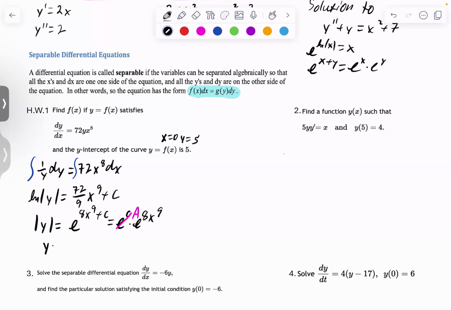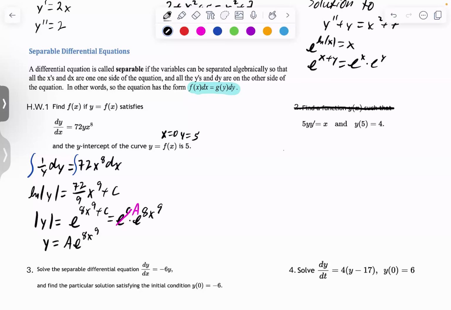And we don't know if a is positive or negative. So what I'm going to do is just write it as an equation, and I'm going to plug in my initial condition. By the way, I'm not going to be doing problem 2 here, so I'm going to use the space there.